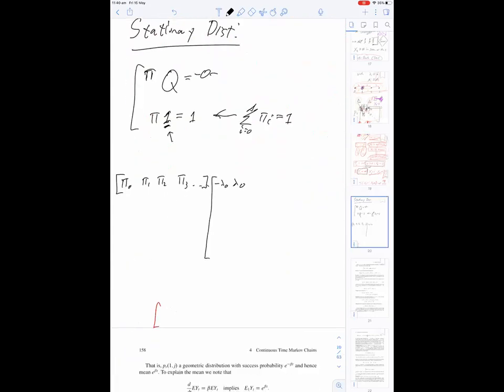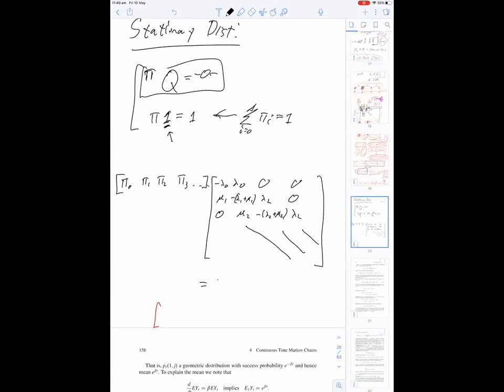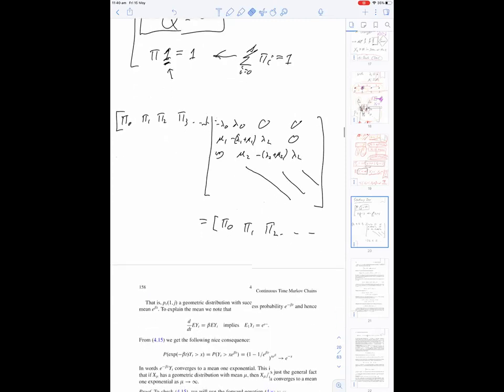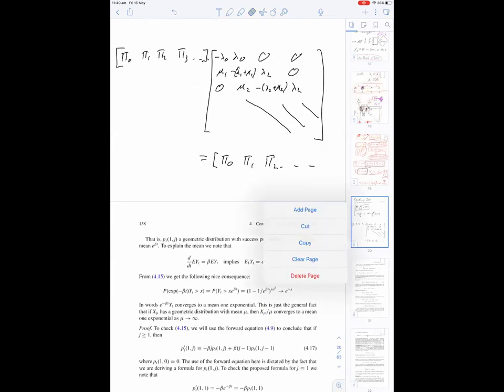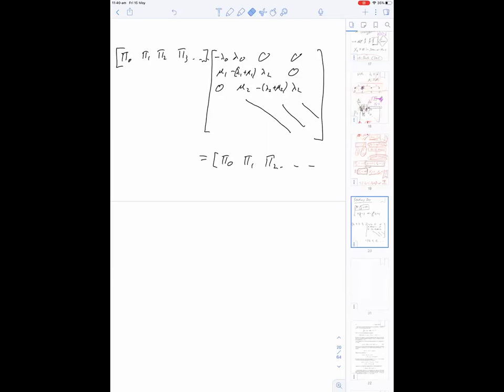And the next row is mu one, minus lambda one plus mu one, lambda two, with zeros elsewhere, and then mu two, minus lambda two plus mu two, lambda two, and also zeros here, many, many zeros in this matrix. And this thing continues forever. I'm writing now this equation, and that's going to be pi zero, pi one, pi two, etc. So you can actually spell out these equations. I won't do it fully now.